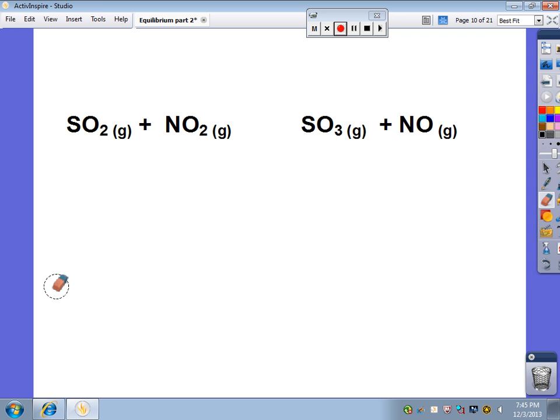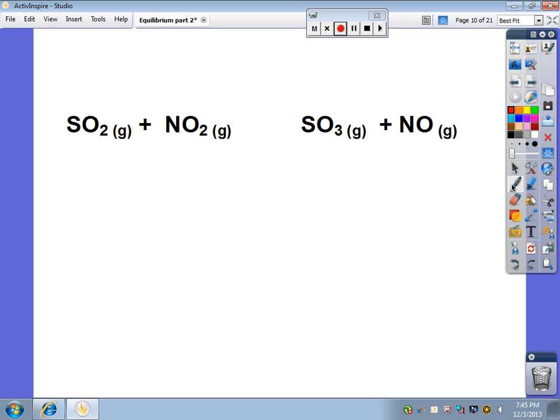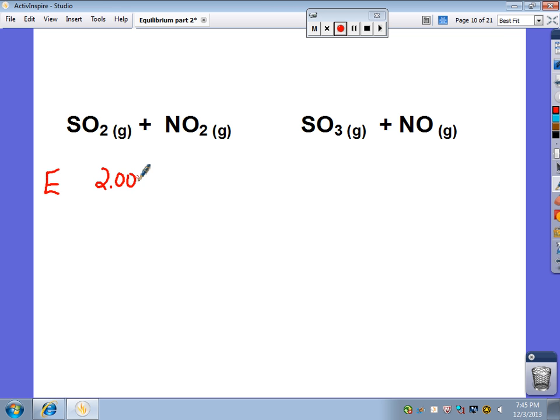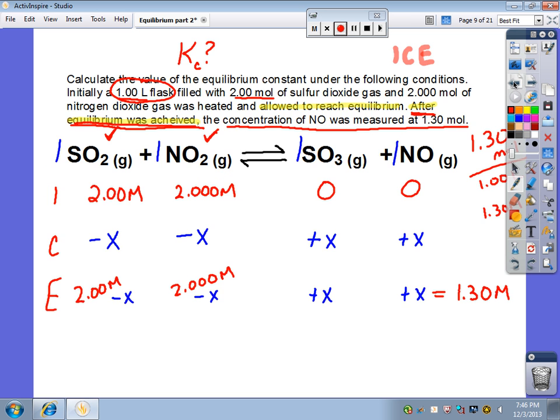So before I even do anything right now, I don't need to do ICE because I did that on the other page, but I do need to know my equilibrium values, right? And so that's 2.0 molar minus x, 2.0 molar minus x. So I'm going to go ahead and copy those down here. I'm going to say that this is E for equilibrium. And I know that this was 2.0 molar minus x. This is 2.00 molar minus x. This was x and this was x. And we knew that this was 1.30 molar.